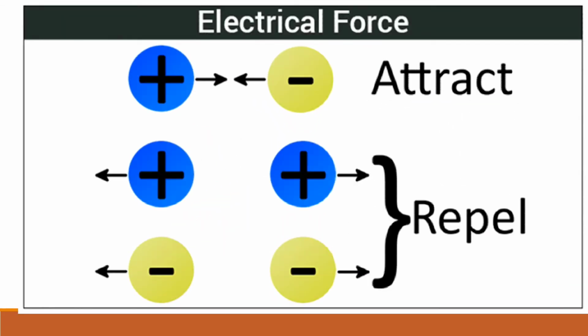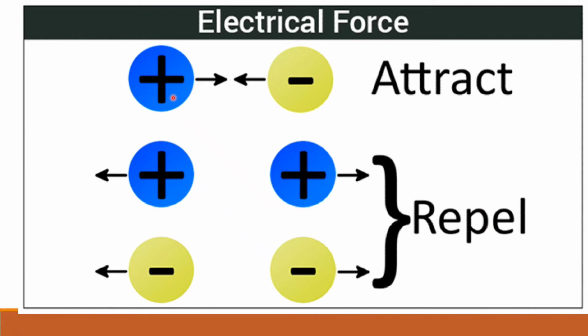Okay, we have electrical force. Electrical force is a force acting on an object without touching. It's the initial reaction without touching the object. There are two characteristics of electrical force: it can attract or repel.